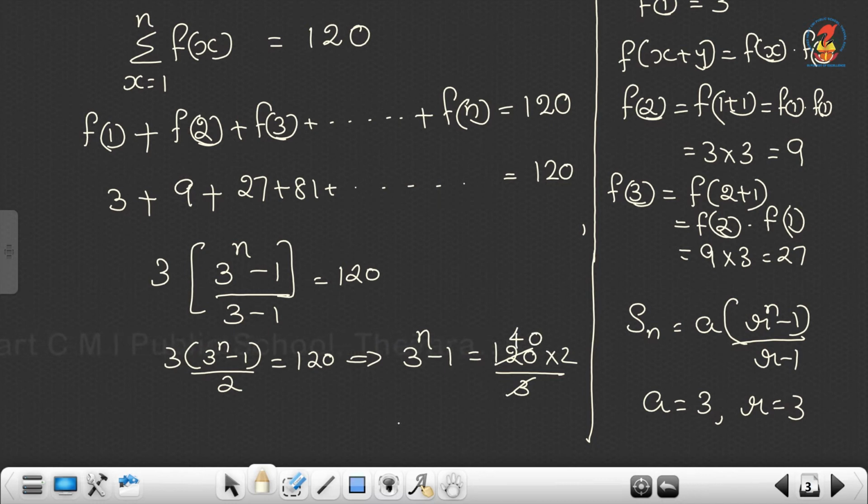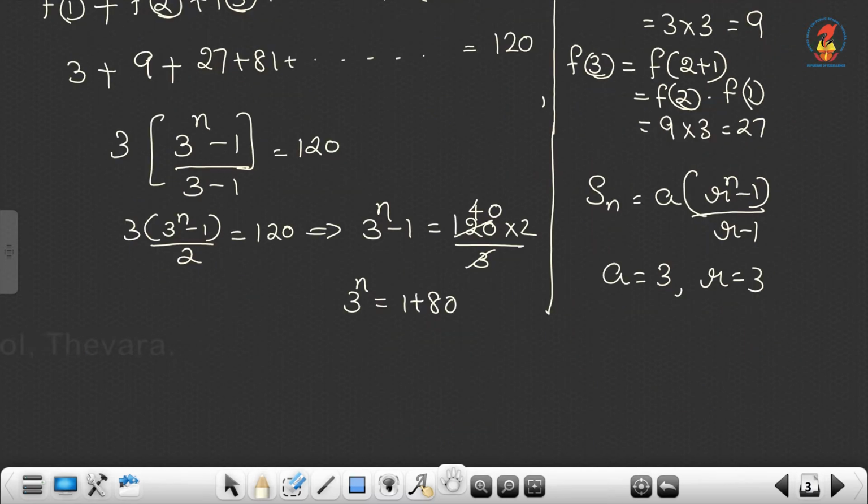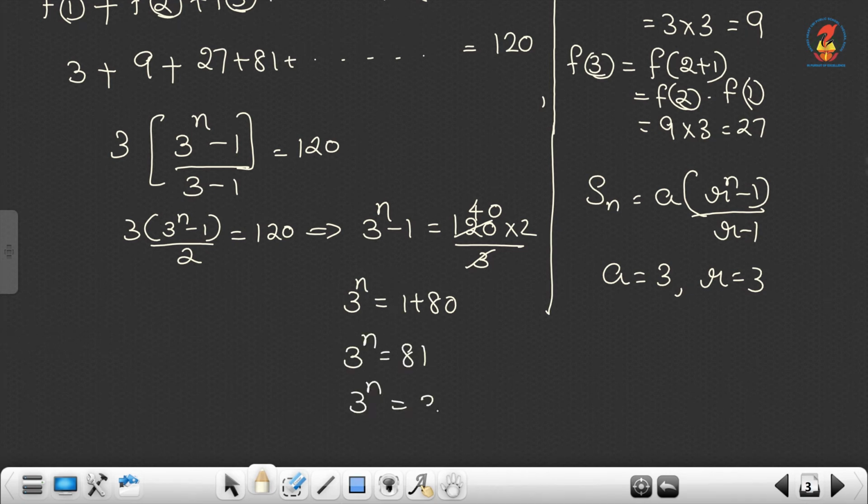40 twos are 80. So 3 raised to n is 1 plus 80. That is 3 raised to n is 81. 81 you have to write as a power of 3. 3 raised to 4 is 81. Base equal, 3 and 3. So we can equate the exponents, which implies n is equal to 4. So n is equal to 4.